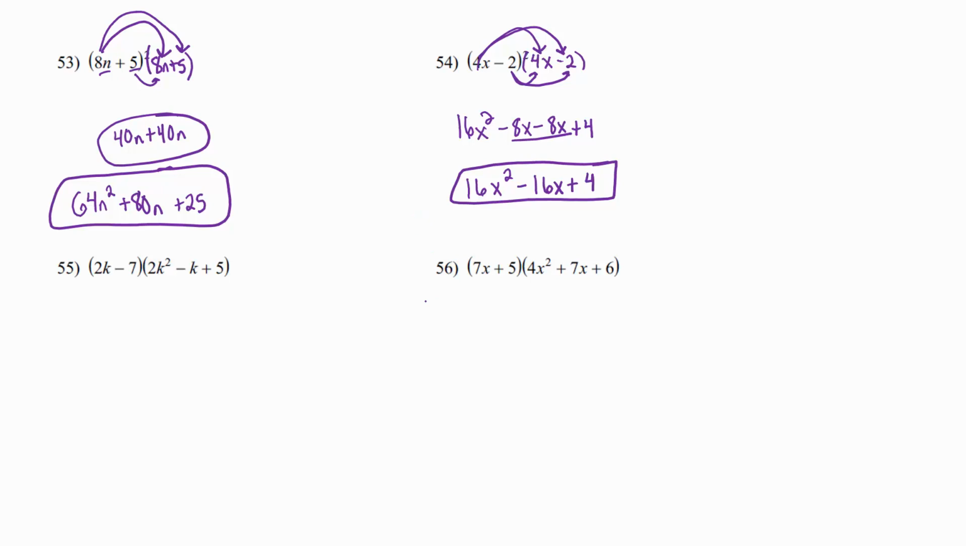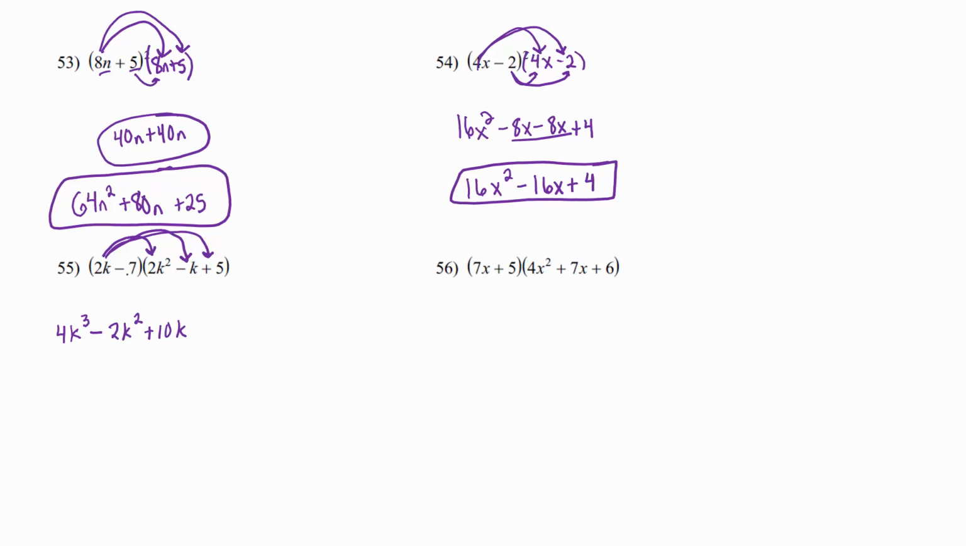55 and 56, same type of problem, but now we've got a binomial times a trinomial. So FOIL does not work. It does not have enough letters. So we need to think about the distributive property. 2k times 2k squared is 4k cubed. 2k times -k is -2k squared. 2k times 5 is 10k.